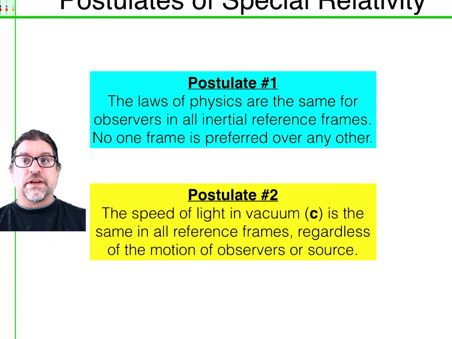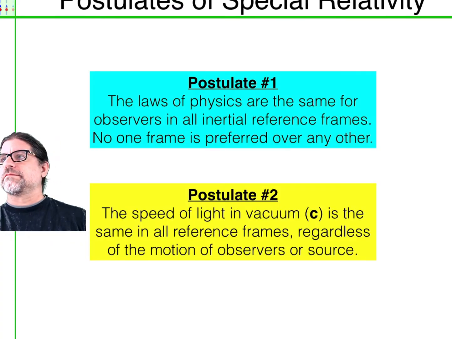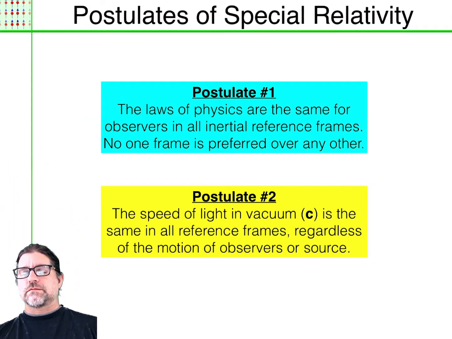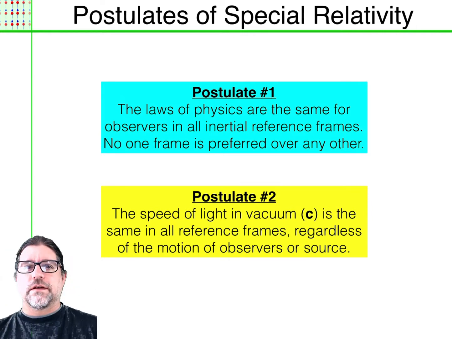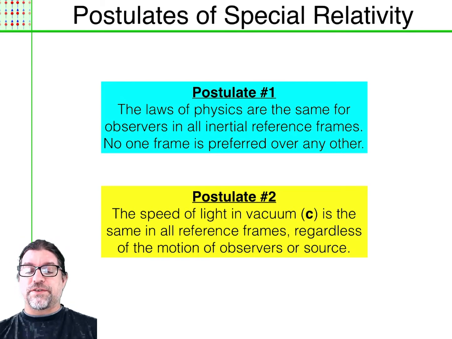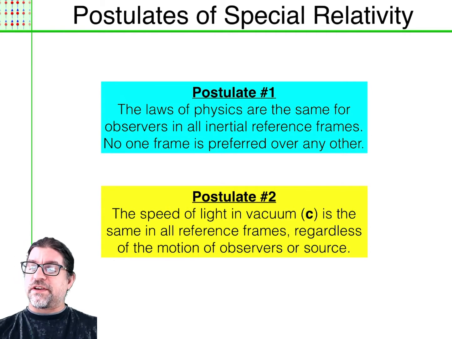A reminder, the two postulates are that the laws of physics are the same for all observers in all reference frames, no preferred reference frame. Big one, the speed of light in vacuum is the same in all reference frames, regardless of the motion of the observers or the source. So we're going to use that in our derivation.